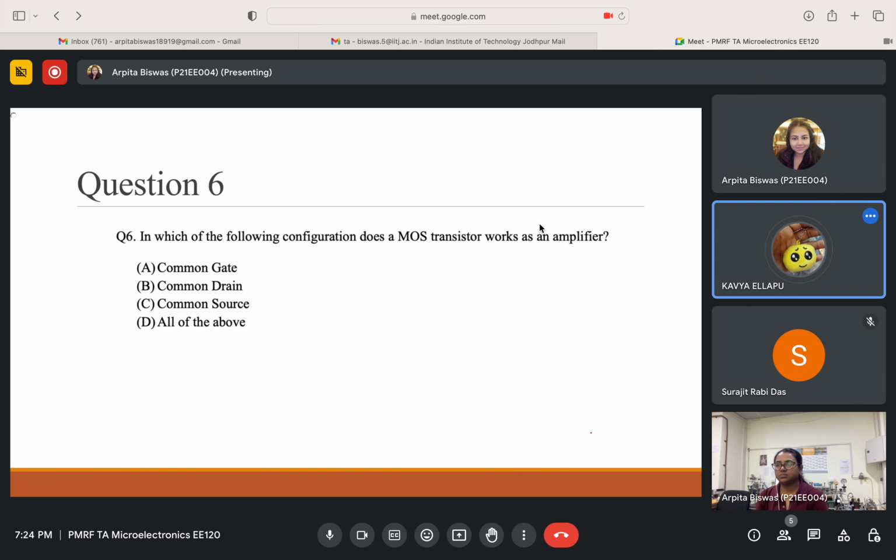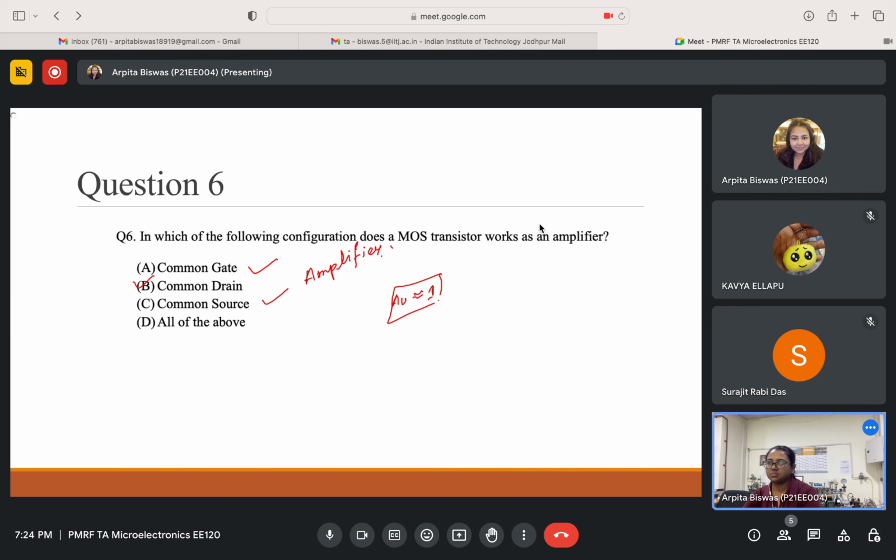Think about it, take your time, but then we can move towards the next question, because as said, common drain we have done in the previous question also. The AV is near about 1, so it acts as a buffer. Yes, so the common source, ma'am, and common gate act as amplifiers. Okay.